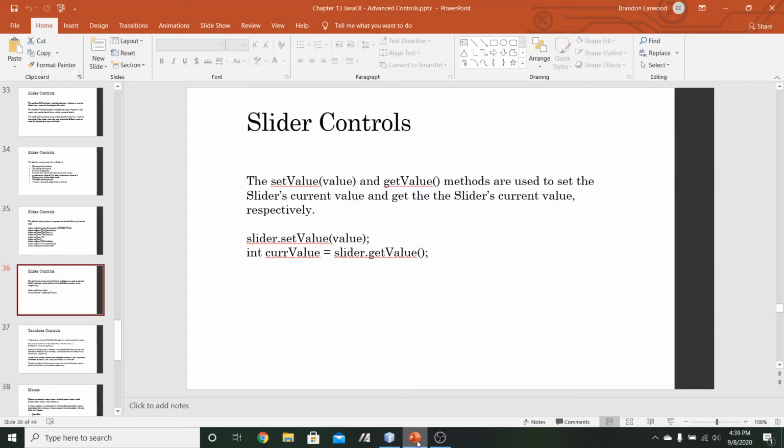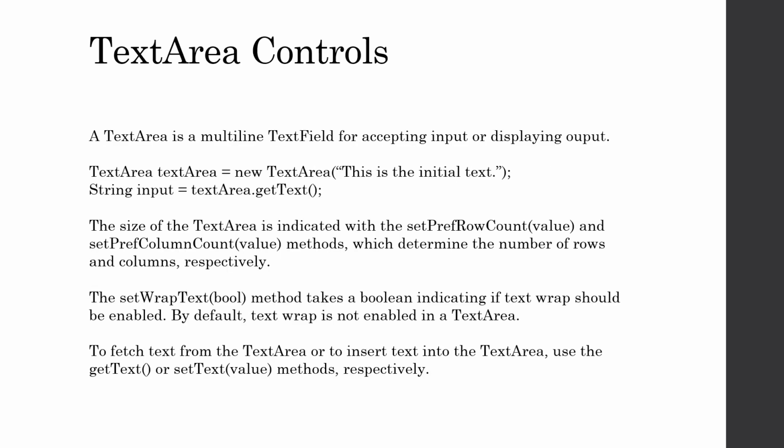So we can go ahead and talk about the text area control. So the text area is going to be effectively just a multi-line text field. So it accepts some input, or we can use it to display some output. So it's kind of useful as almost like a text editor if you want to be able to use it for some kind of application like that.